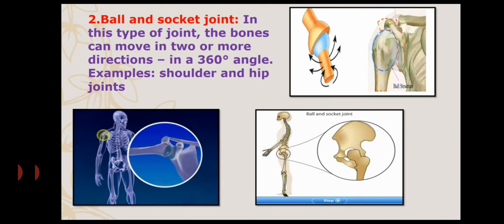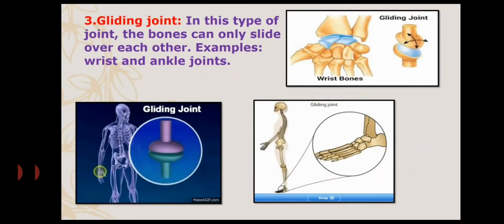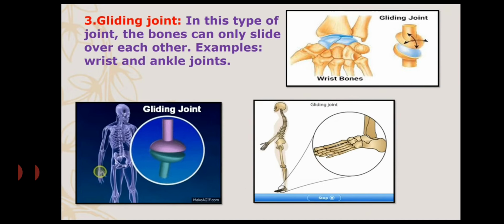So children, in a hinge joint the movement is up to a 180-degree angle, and a ball and socket joint moves in two or more directions, making a 360-degree angle of movement. So the difference between both of these is that in a ball and socket joint, the bones take movement of a 360-degree angle. Now the third type of joint is the gliding joint.